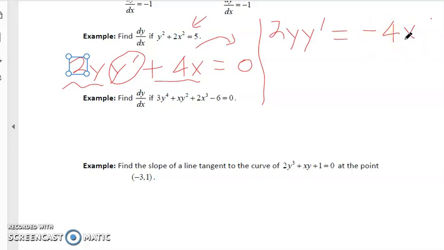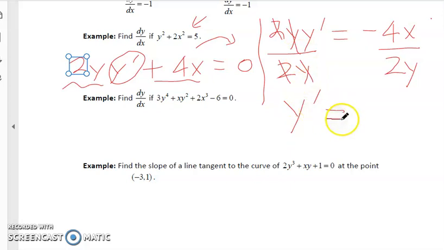And now to get the y prime by itself, you would divide both sides by 2y, like so. The 2's cancel, the y's cancel, so all you have left is your y prime, your derivative. You could even write the dy over dx instead of y prime, but that's entirely up to yourself. Some people would rather write dy dx because that's also the derivative of y with respect to x.